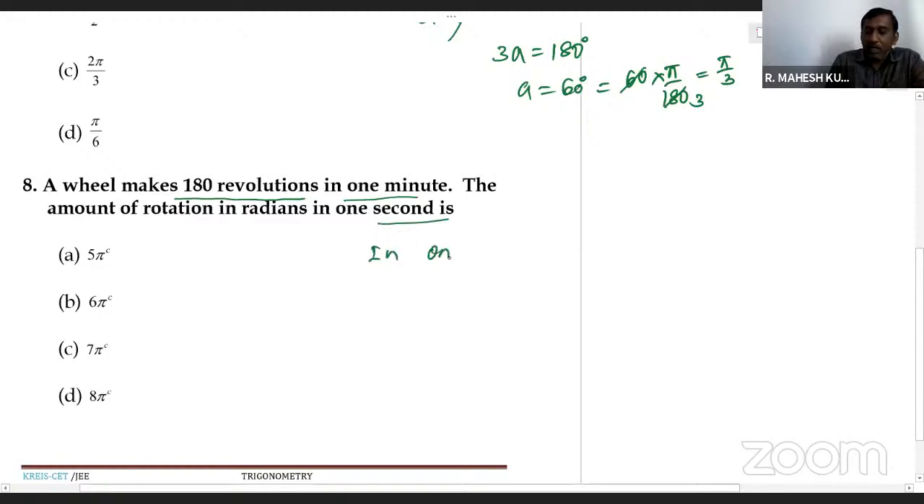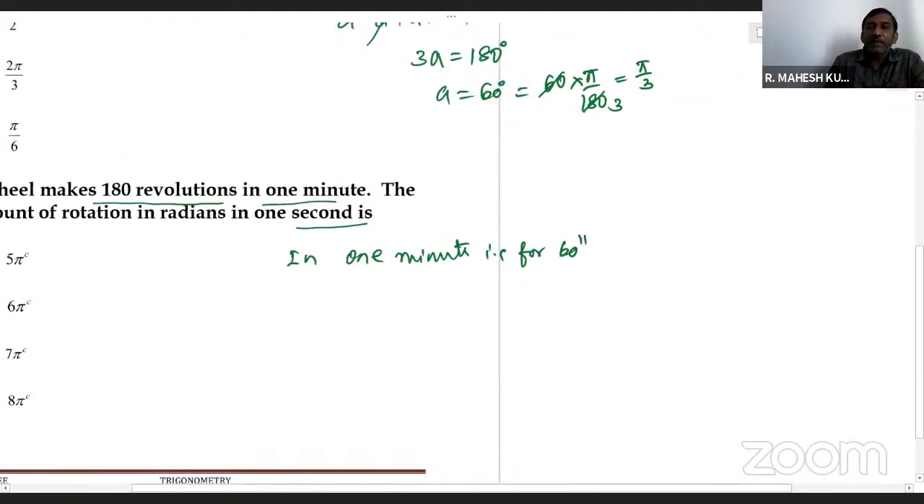So in 1 minute. I will write in 1 minute. That is for how many seconds? 60 seconds. Number of revolutions is equal to 180 revolutions.